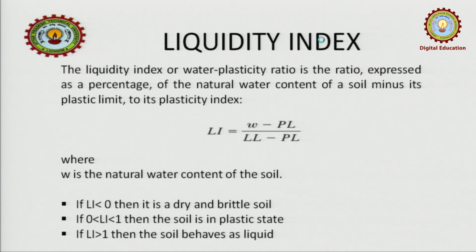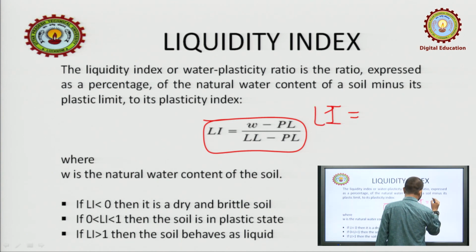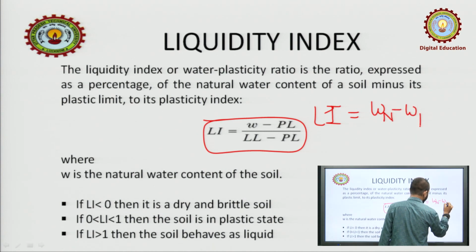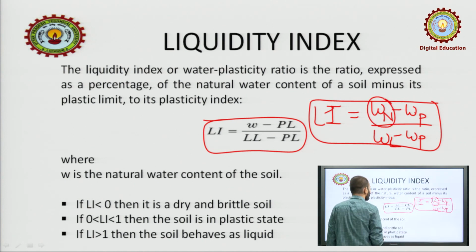Liquidity index. This is also nearly the same as the consistency index, but you can see the formula is different. Now, in this case what will happen? Liquidity index is Wn minus Wp upon Wl minus Wp. You can see the difference in the formula. This is liquid limit, this is plastic limit, this is plastic limit, and now here it is the natural water content.